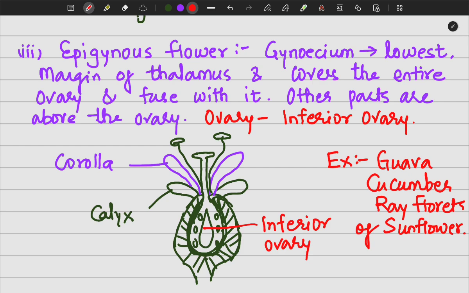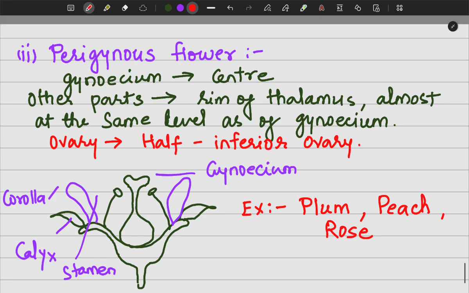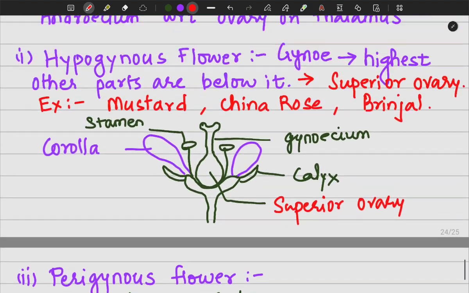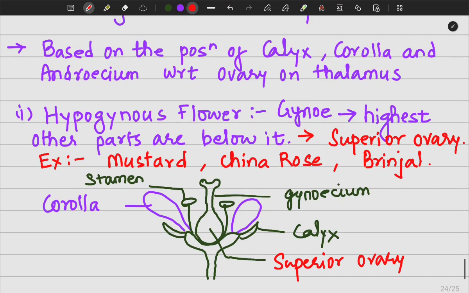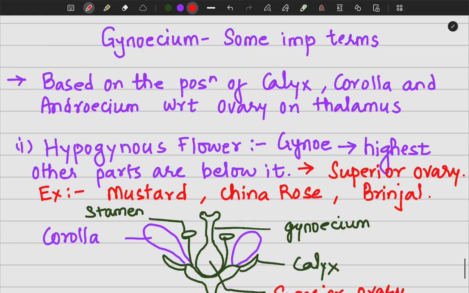So this was about gynoecium and some important terms related to it regarding the position of calyx, corolla and androecium with respect to the ovary on thalamus. 3 types of flower we have seen with the help of diagram and examples. Epigynous flower with inferior ovary, perigynous flower with half inferior ovary, and hypogynous flower with superior ovary. I hope these important terms are clear to you.